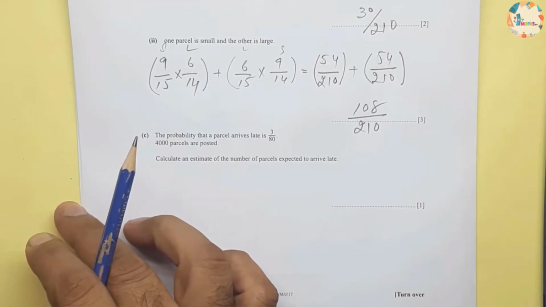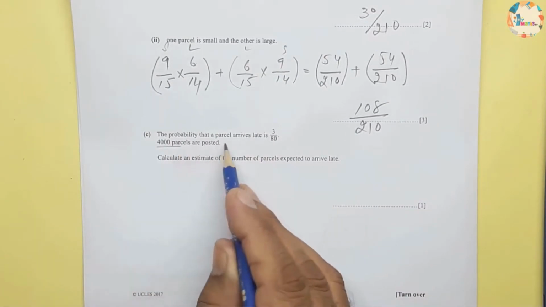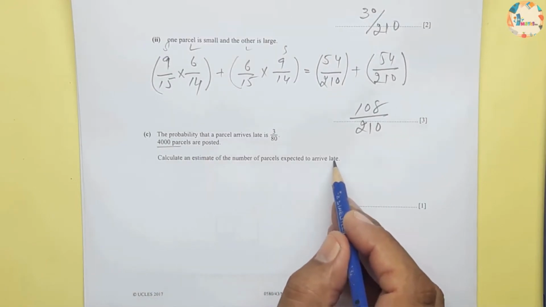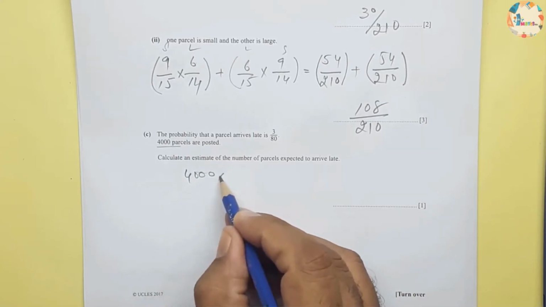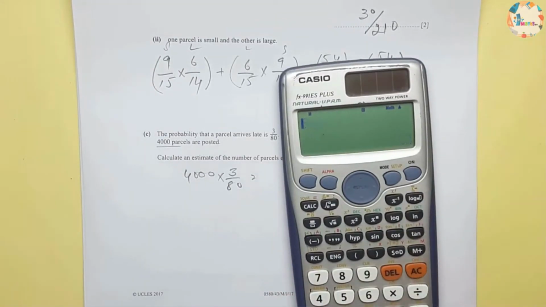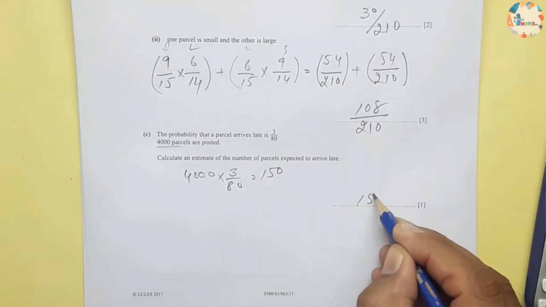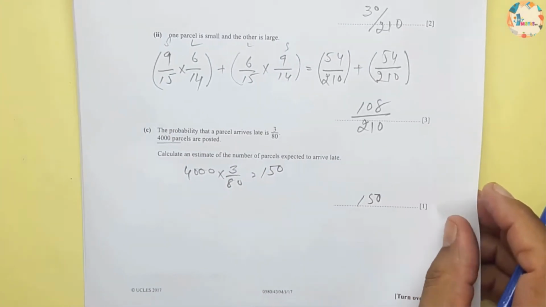C part: the probability that a parcel arrives late is 3 by 80. 4,000 parcels are posted. Calculate an estimate of the number of parcels expected to arrive late. So 4,000 are the parcels and expected to be late is 3 out of 80. We multiply 4,000 by 3 out of 80. This will be equal to 150. So we can expect 150 parcels to arrive late.